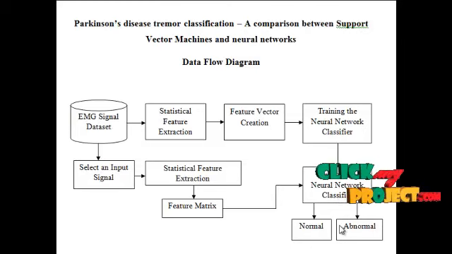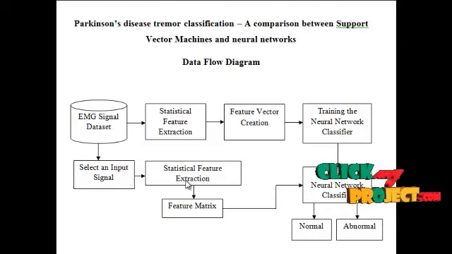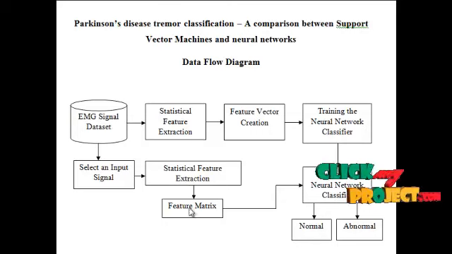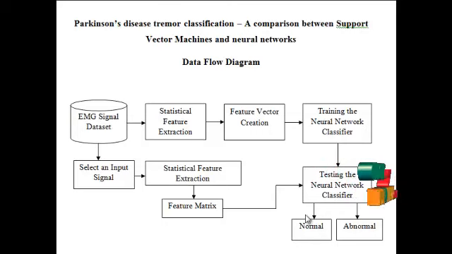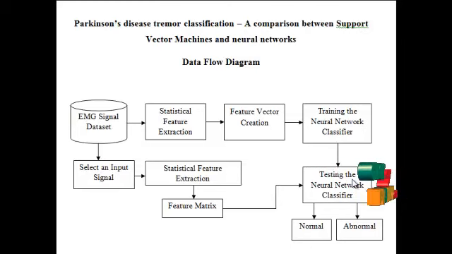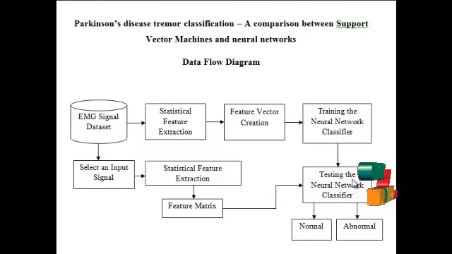This is the training part. In the testing part, you will be selecting any one of the signals, which may or may not be in the data set. You will be extracting the same statistical features, namely kurtosis, skewness, mean, standard deviation, and projecting it as a feature matrix. Then you will be providing it to the neural network testing part. A simulation will be done and your selected data will be represented either as a normal or Parkinson's disease affected person. Now we will have the execution of the program.